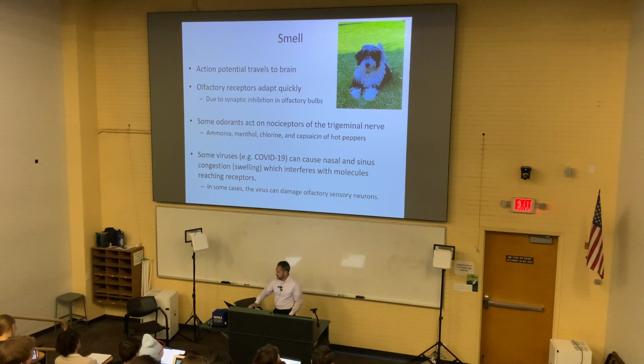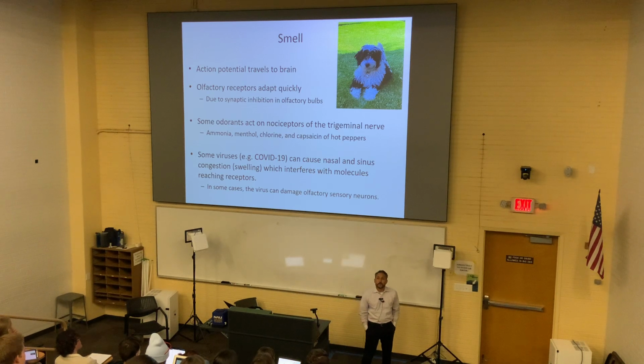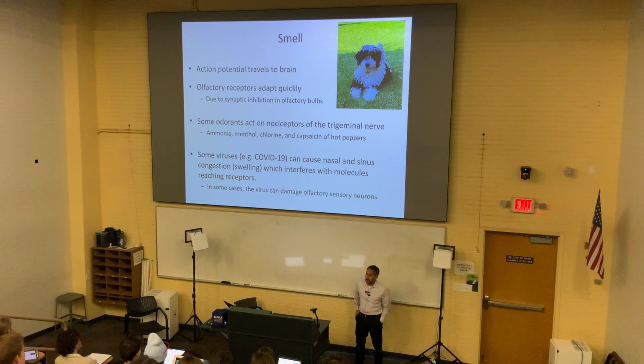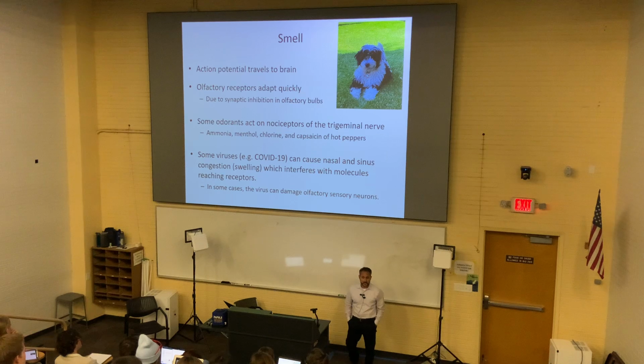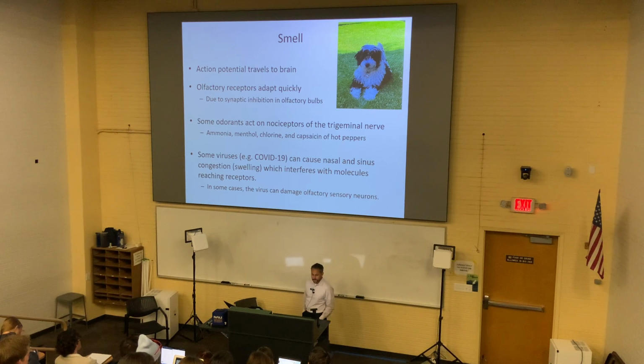Some odorants act on nociceptors of the trigeminal nerves, like what you will find in pepper spray, right? Or mace, like the analogy, the recent University of Michigan OSU game. So things like ammonia, menthol, chlorine, capsaicin of hot peppers, these actually bind on nociceptors. Those are pain receptors of the trigeminal nerve.